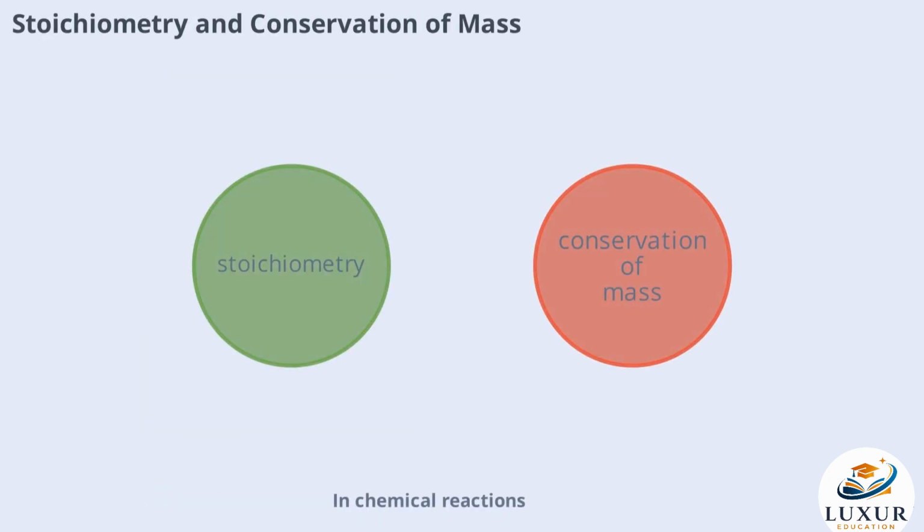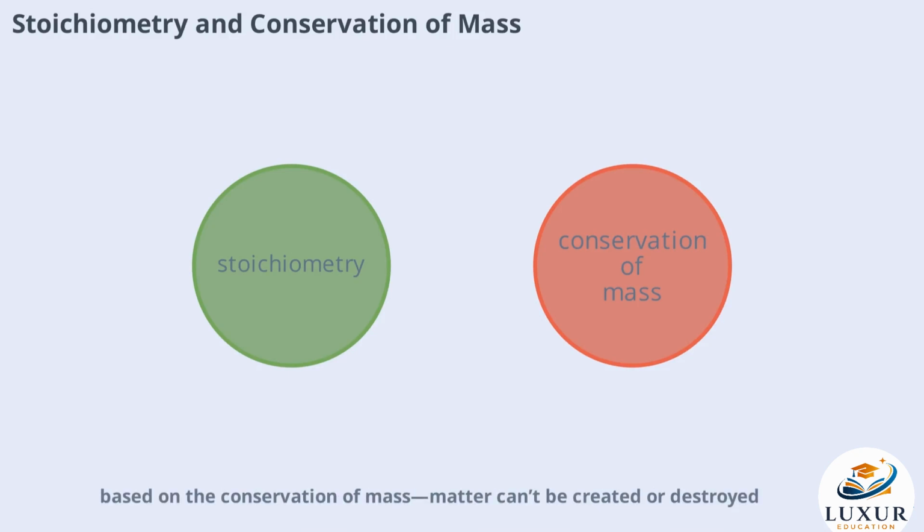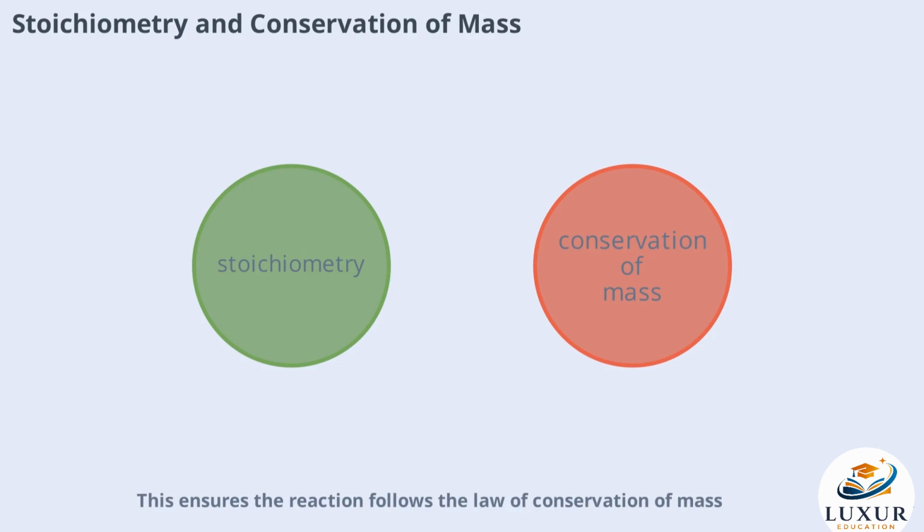In chemical reactions, the amounts of reactants and products are related by stoichiometry. This means reactions happen in specific ratios based on the conservation of mass. Matter can't be created or destroyed, only rearranged. To balance a chemical equation, make sure the number of each type of atom is the same on both sides. This ensures the reaction follows the law of conservation of mass.